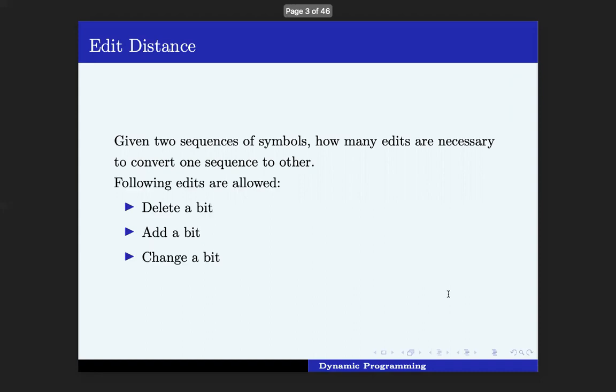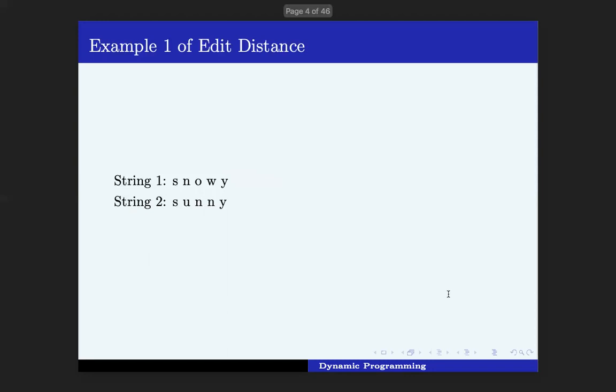The standard thing is that you are allowed to do the following three edits. Number one, you can delete a symbol. You can delete one of the letters, or you can add a letter anywhere you want, or you can change a letter. Let's see, for example, these two words. The first string is, say, snowy, SNOWY, and the next string is sunny, SUNNY.